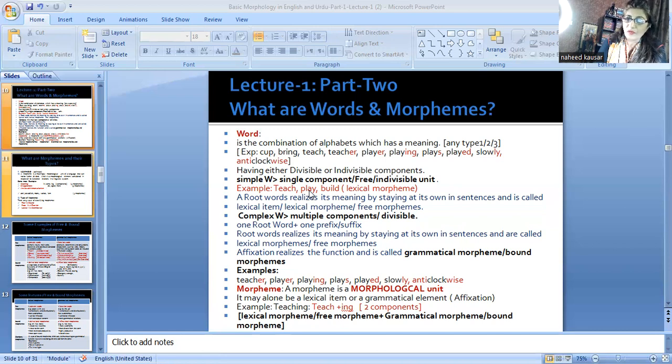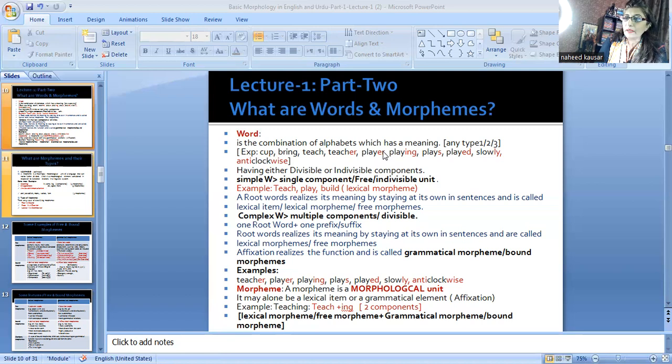What you should focus on is just one thing: whether it is divisible or indivisible components. If in a word it is an indivisible component, and there is just one single component which can stay on its own, you should see that this component would be considered a free morpheme. The free morphemes are also called lexical morphemes.